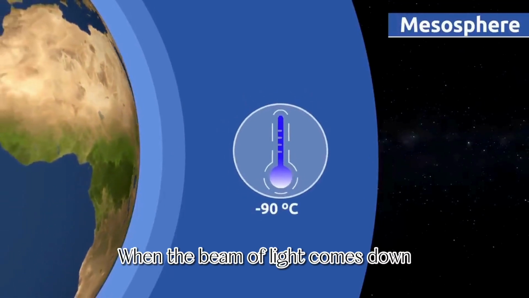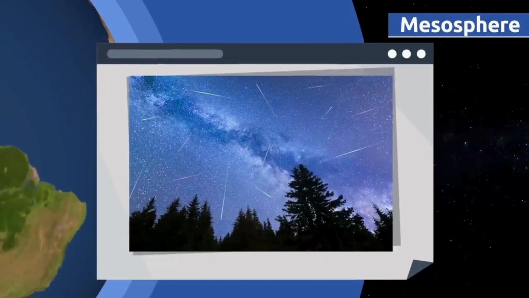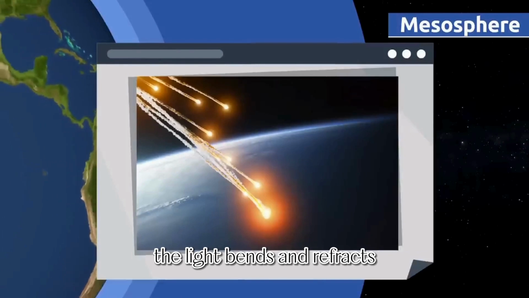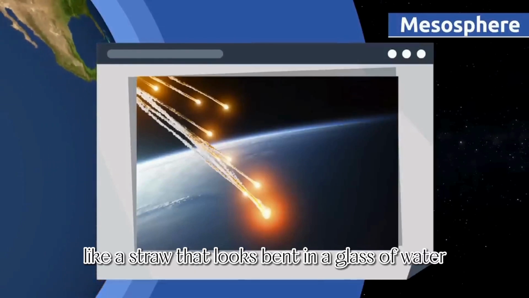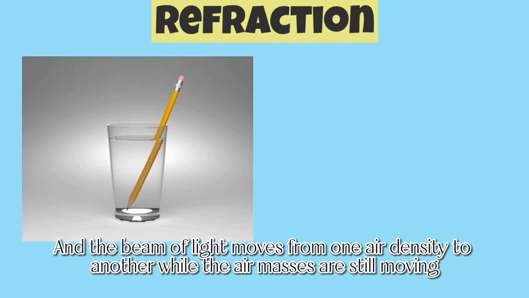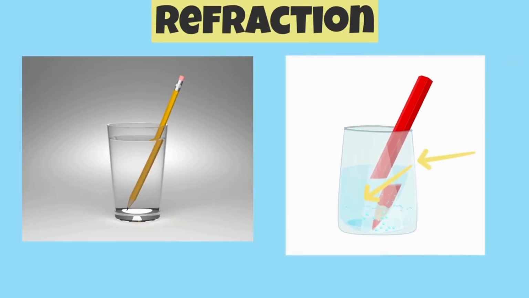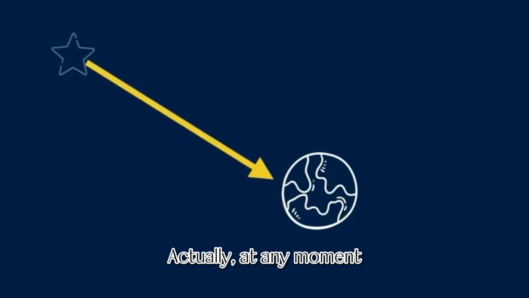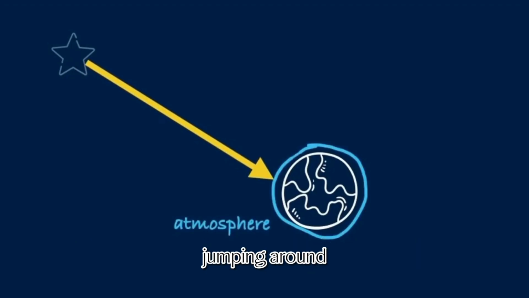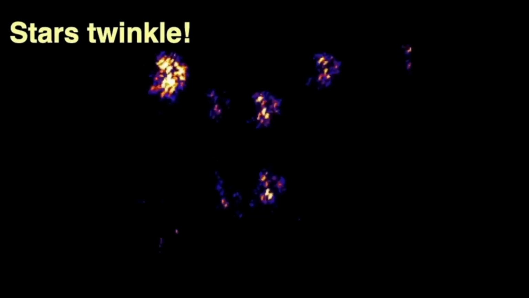When the beam of light comes down, it enters a slightly cooler air mass. When the beam comes down, from one air density to another, the light bends and refracts, like a straw that looks bent in a glass of water. And the beam of light moves from one air density to another while the air masses are still moving. Actually, at any moment, the point of light seen by the eye is constantly changing, jumping around. So, the end effect is that it twinkles.